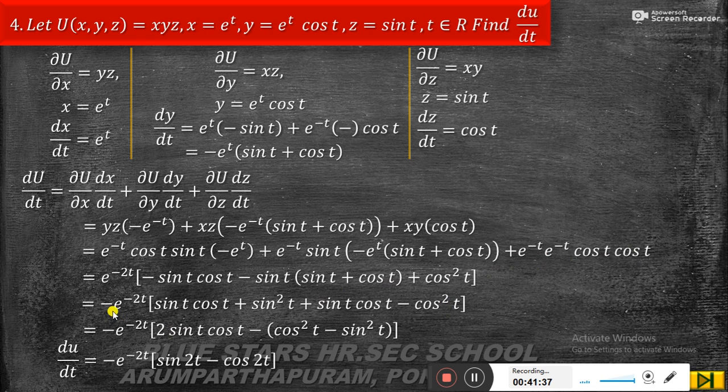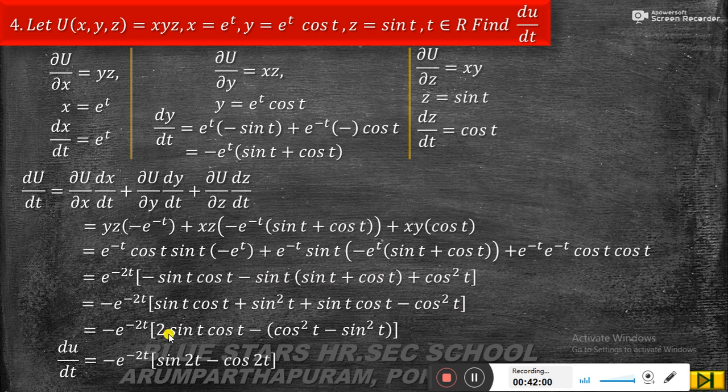So next, minus of e power minus 2t, I take the minus sign from the terms. So minus of e power minus 2t into sin t cos t plus sin square t, I multiply the minus, that means sin t in the terms. So sin square t plus sin t cos t. Next I take the minus sign in the term. So minus, this is a plus, this is a plus, this is a minus. So minus cos square t.